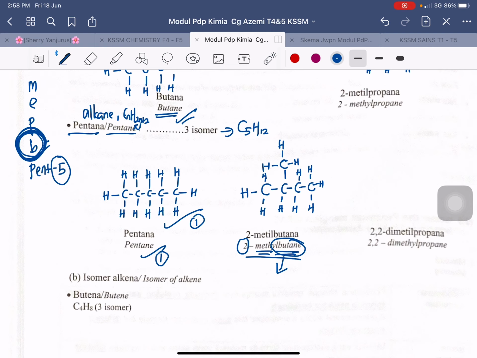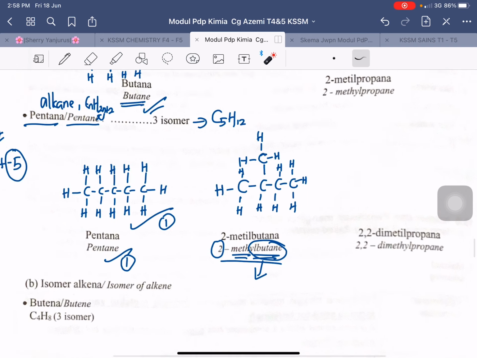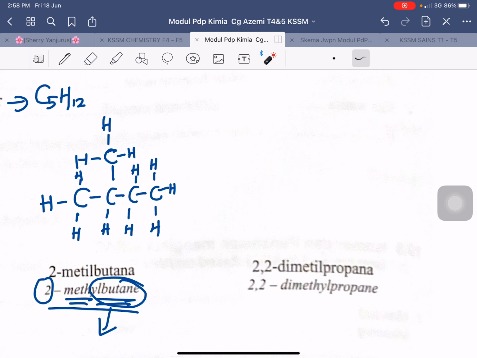So let us count how many C. Is it correct? Is it still C5 and H12? 1, 2, 3, 4, 5. Yes, there are 5 C's. And then how many H? 1, 2, 3, 4, 5, 6, 7, 8, 9, 10, 11. There are 12 H. So this is a correct drawing for the second isomer of pentane. The third isomer for pentane. Let us look at this one. The third one. Propane. Propane means dikurangkan lagi 1 C.